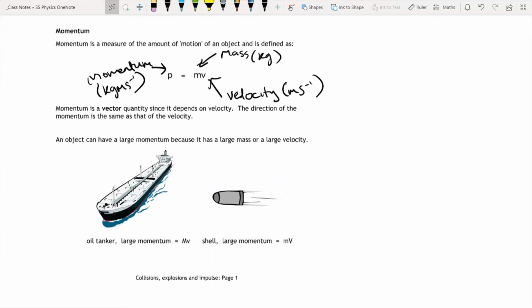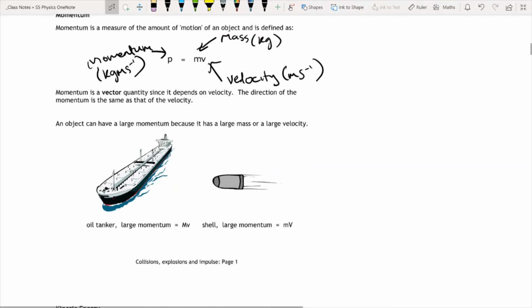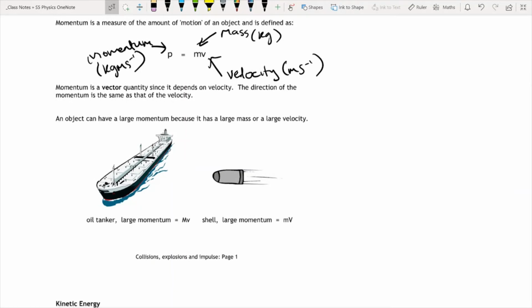An object can have a large momentum because it's either got a large mass or a large velocity, or both, obviously. So an oil tanker might be going quite slowly, but because of its huge mass, it's still got a large momentum. Or a shell, so a bullet from a gun, will also have a large momentum because it's got a large velocity, even though it's got quite a small mass. So it does depend on mass and velocity.